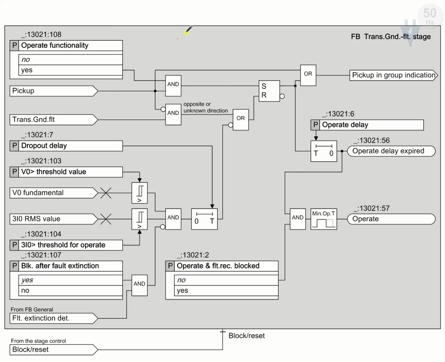Hello friends, in this session we are going to discuss the trip logic and analyze how the trip logic, or operate logic, works. Suppose we have a pickup, and this signal is 1. Then this 1 is supplied to an AND gate, and the operation functionality is also on. It means it is set to yes during our setting.